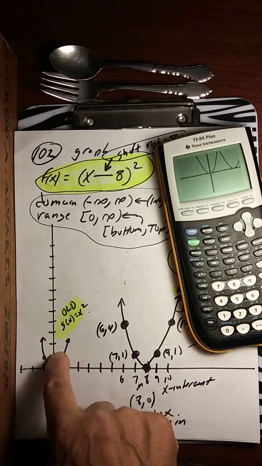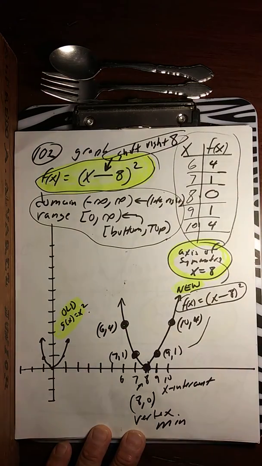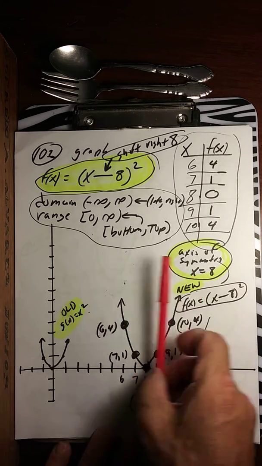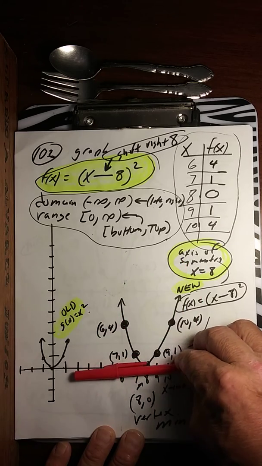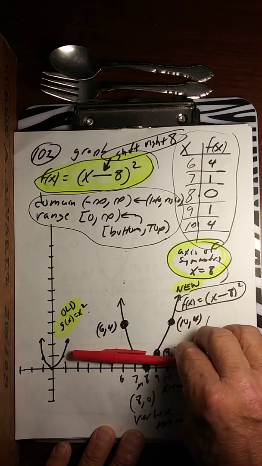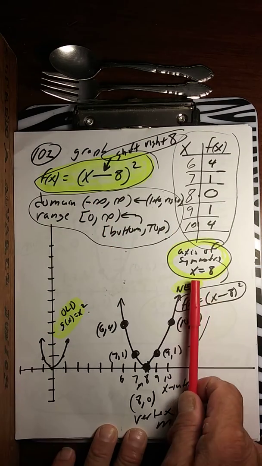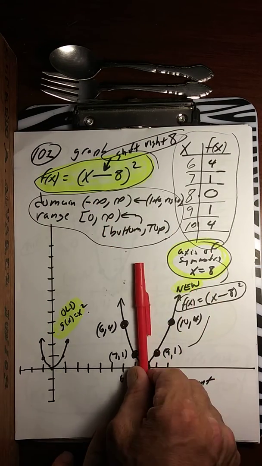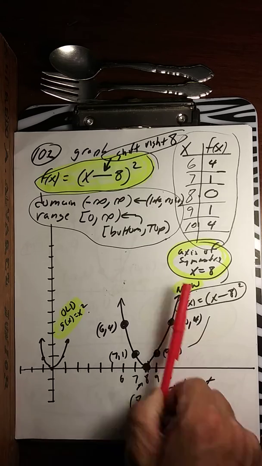So right there, and domain, infinity, infinity, range from 0 this way, from 0 to infinity, and x equals 8 is the axis of symmetry.